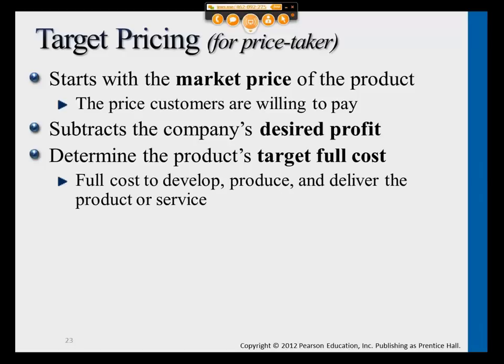From that, we'll subtract our desired profit, and that will tell us the target full cost. Do you see how we're starting with the market price? The price that's set out there in the market, and then we're coming slowly back to our company and calculating our full cost. So it's going from the market to the company. Okay? So it's a price taker. We got some price, and now we're going to derive from that. The full cost to develop, produce, and deliver the product or service is what we're going to get at the end.